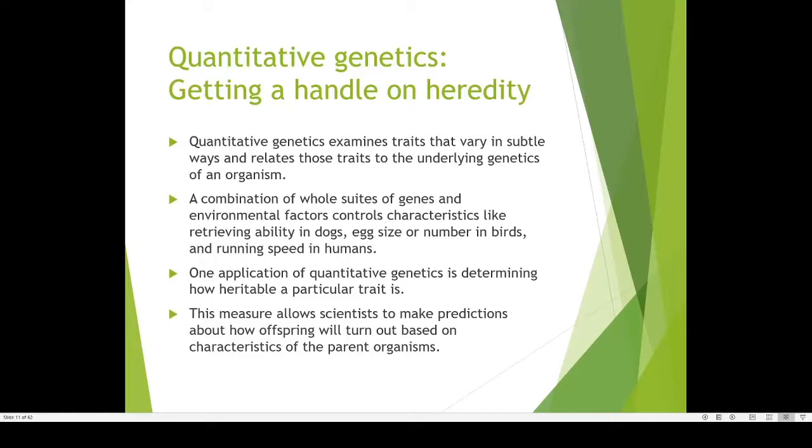This measure allows scientists to make predictions about how offspring will turn out based on characteristics of the parent organism. So that's how they determine whether it's a dominant or a recessive trait. Or you can say the probability: what's the probability of an individual getting this skin color, this condition, things like that.